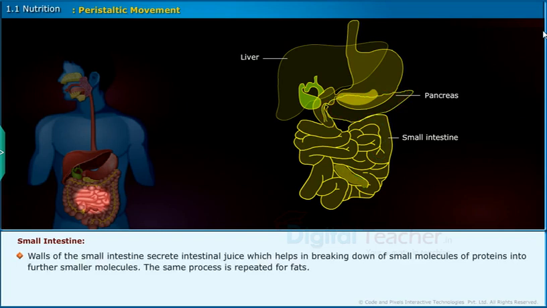Walls of the small intestine secrete intestinal juice, which helps in breaking down small molecules of proteins into further smaller molecules. The same process is repeated for fats.